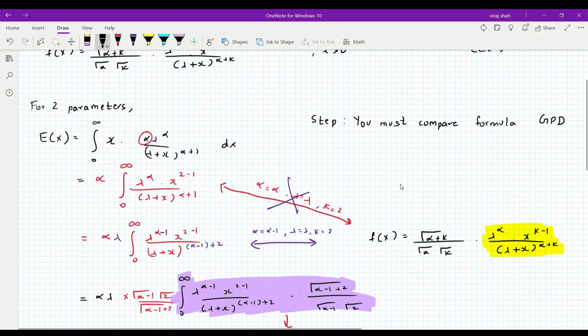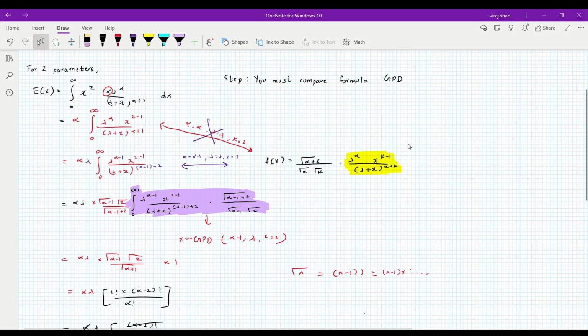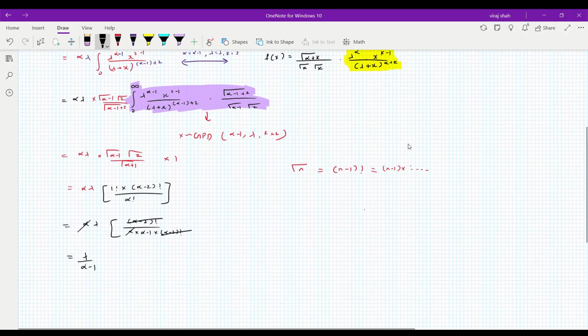So this is the second way. The only difference for expectation of x square is that wherever there is k, you will require 2. So I will just give you a final hint. Your answer should come as alpha minus 2, lambda, and k equal to 3. If it comes to this, then you are absolutely right. Then it's just calculation. You just need to manipulate that for expectation of x square.